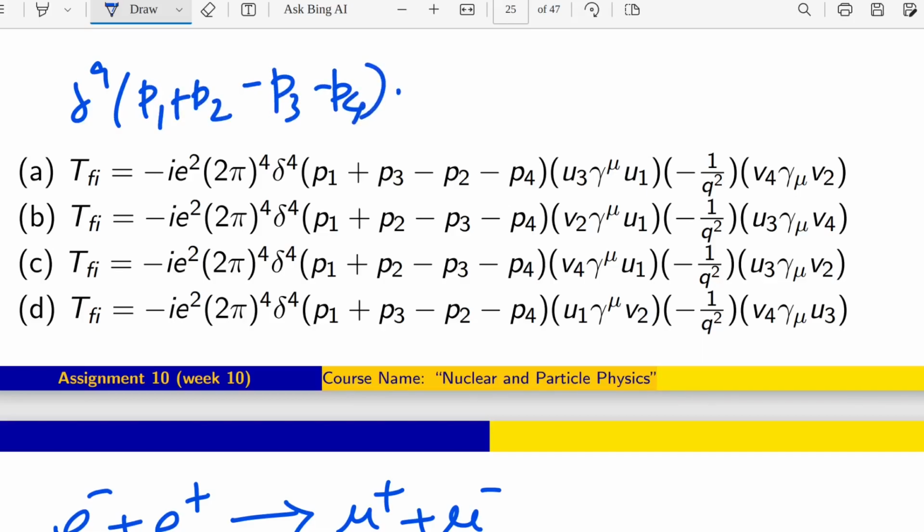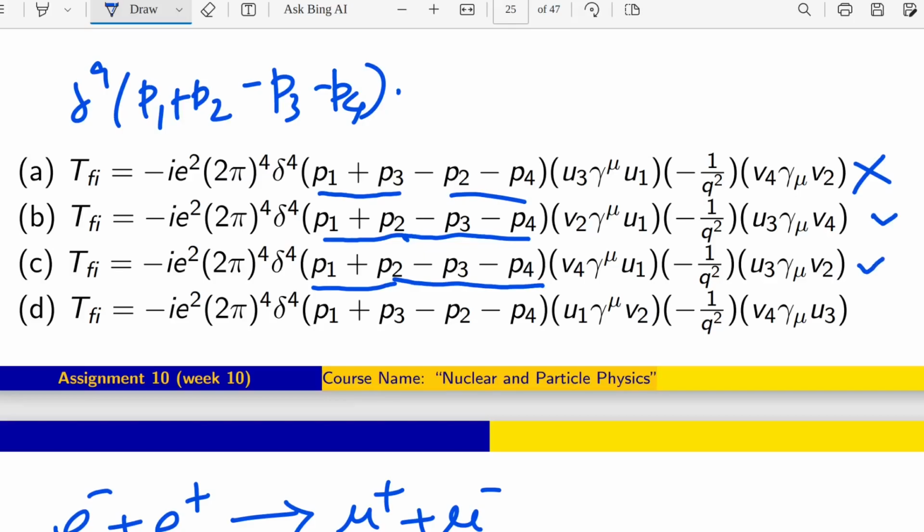Now we have to check which one is the correct one among these four options. Let us check the first one: it is p1 + p3 − p2 − p4, so obviously this one will not be correct. Now check the second one: p1 + p2 − p3 − p4, maybe this will be a correct one. And again in the third option, p1 + p2 − p3 − p4, so it can also possibly be the correct result.